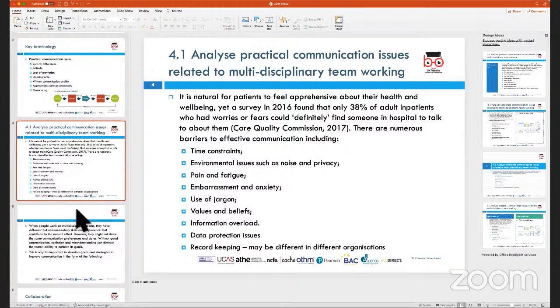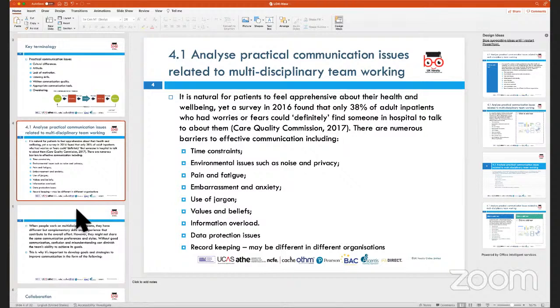So there was a survey done by CQC. And in the survey which was done, this is something which I'm quoting from the CQC website. In this survey, what they did was they surveyed a lot of patients within a particular setup.